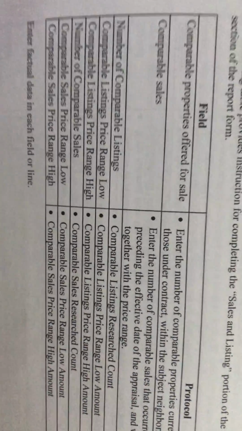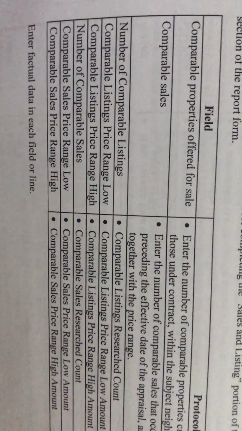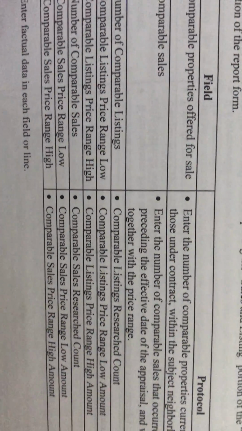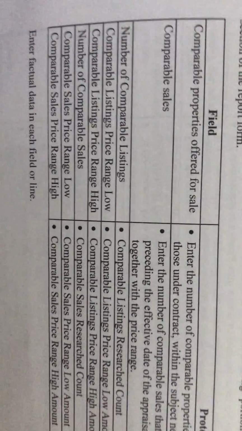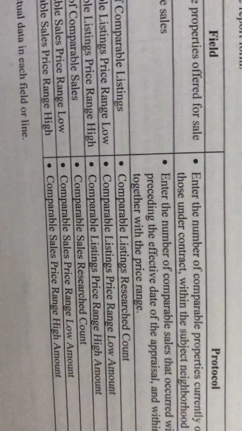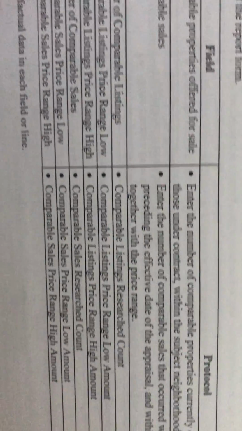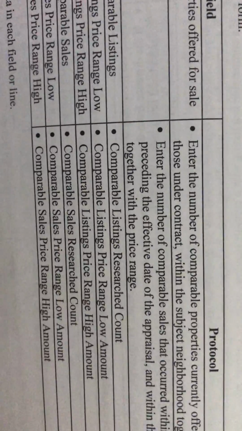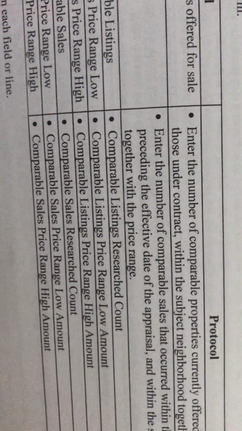Field: Number of comparable sales. Protocol: Comparable sales research count. Field: Comparable sale price range low. Protocol: Comparable sales price range low amount. Field: Comparable sales price range high. Protocol: Comparable sales price range high amount.